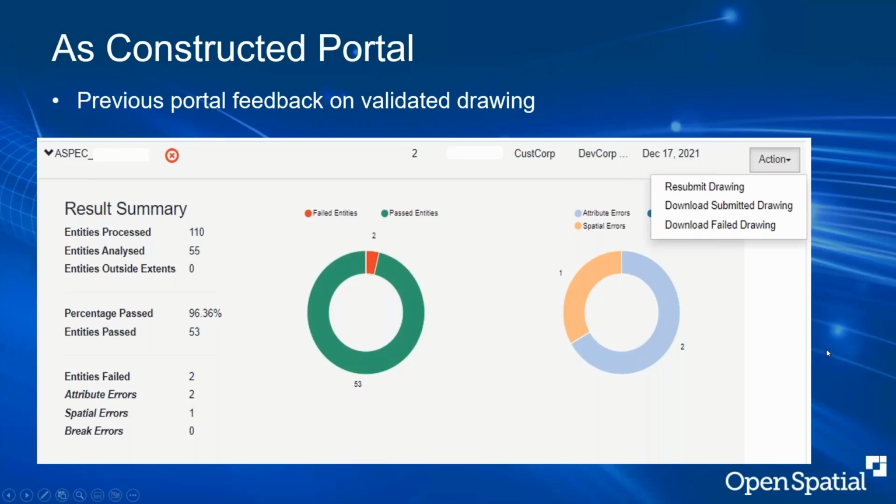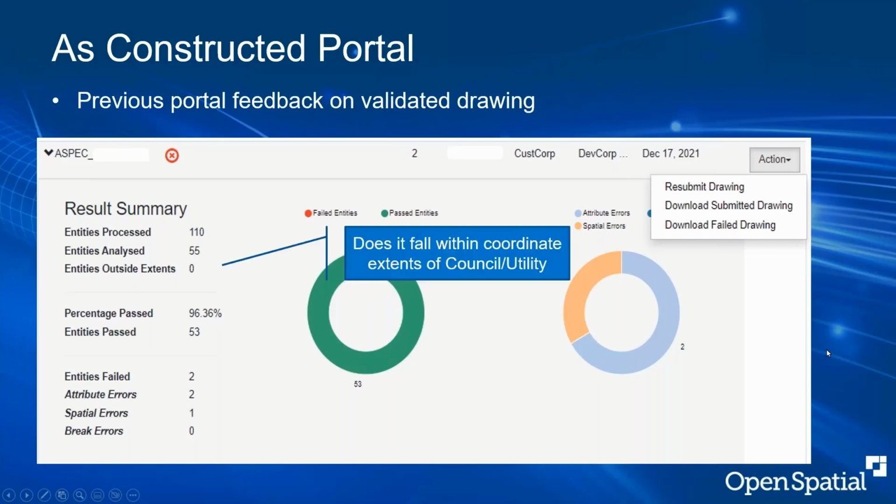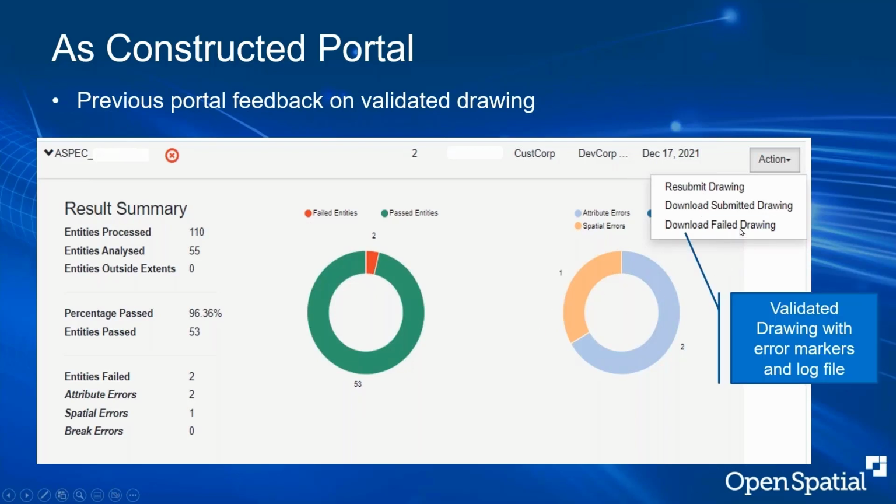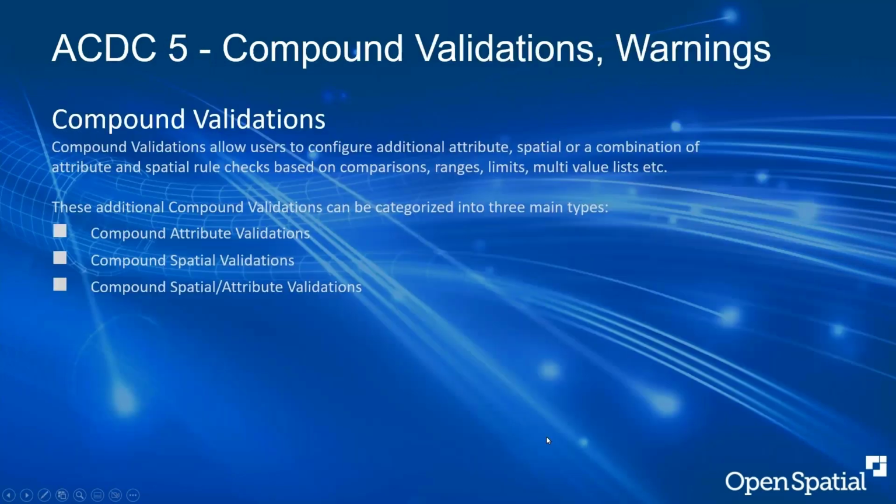What we've done now is extended it out with compound validations. And so those are the error types. When you upload a drawing, you can download the original or the failed drawing, and then you can resubmit. So that's sort of how that works. And when you download the failed drawing, you literally do get a list of the errors, but you get actual markers in the drawing. Very useful to zip through. What we've added is compound validations and warnings in ACDC 5.